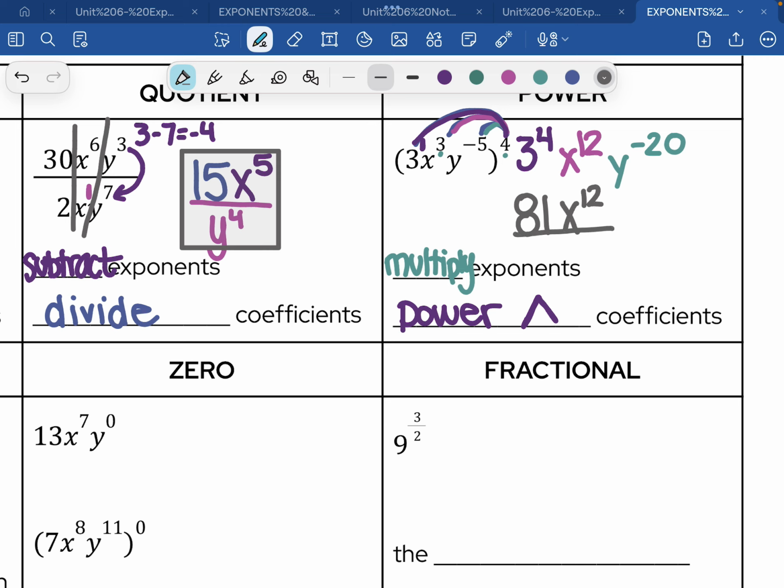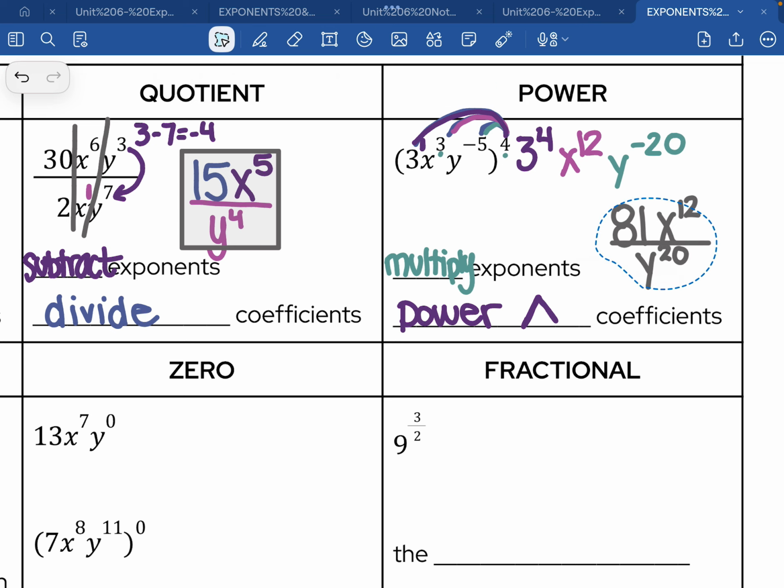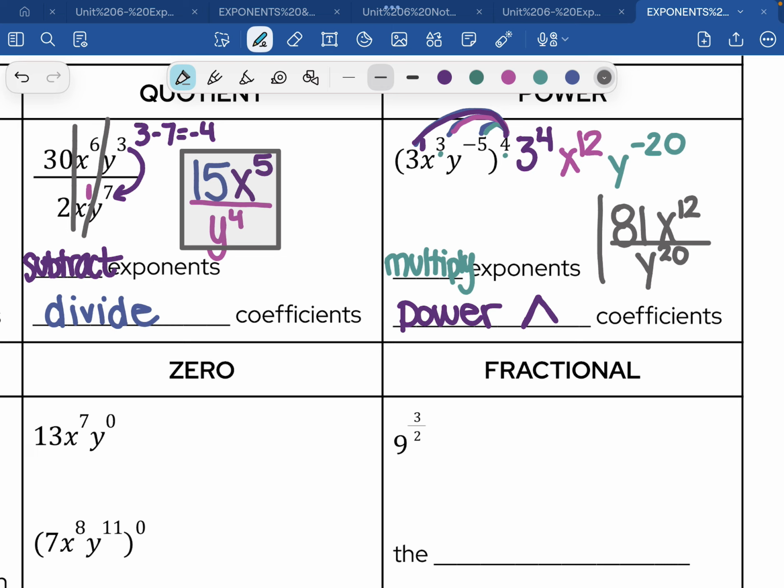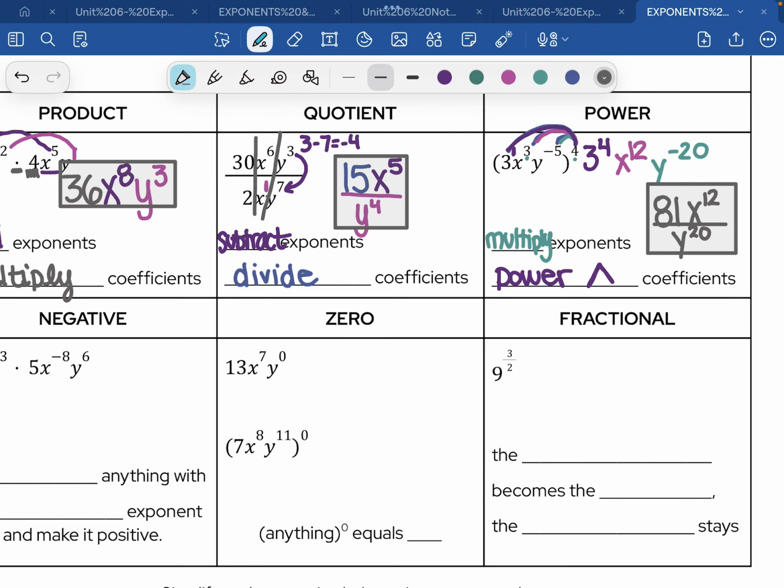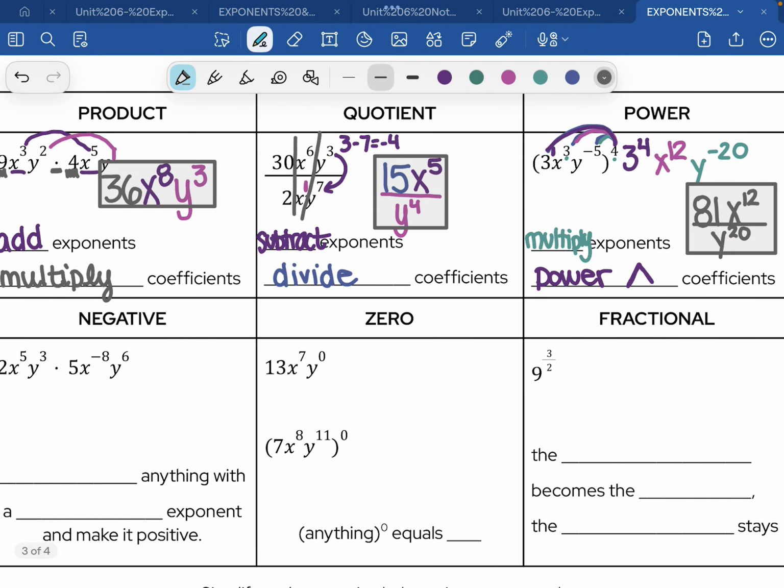Then my last step is this y has a negative, so I'm going to move it to the bottom and make it positive. Anytime you have a negative exponent, it bumps to the bottom to become positive. That's it. That's all you have to do differently. Which takes us to the actual negative exponent rule.